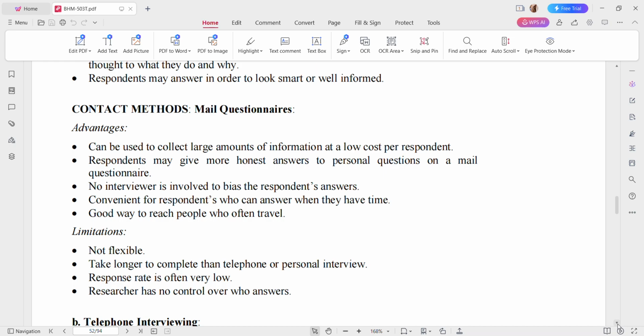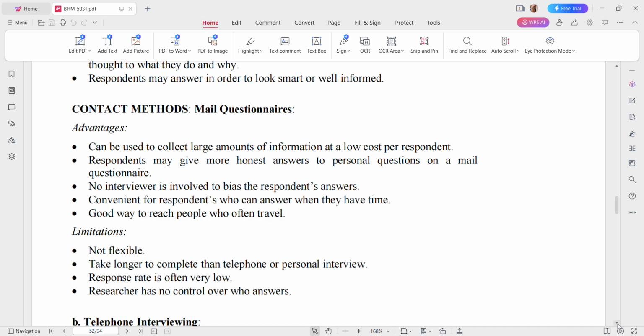For a low cost. Now, respondents may give more honest answers to personal questions in mail questionnaires kasi hindi naman nila nakikita kung sino nagtatanong. And then their identity is also hidden. So they can give you honest answers. No interviewer is involved to bias the respondent's answer kasi nga it's done online. Kasi minsan pag nandyan si interviewer, nai-intimidate si participants, no? So, nagkakaroon ng bias yung result. Or nai-influence ni researcher yung answer ni respondents. So, kaya dito, advantage siya kasi wala si interviewer.